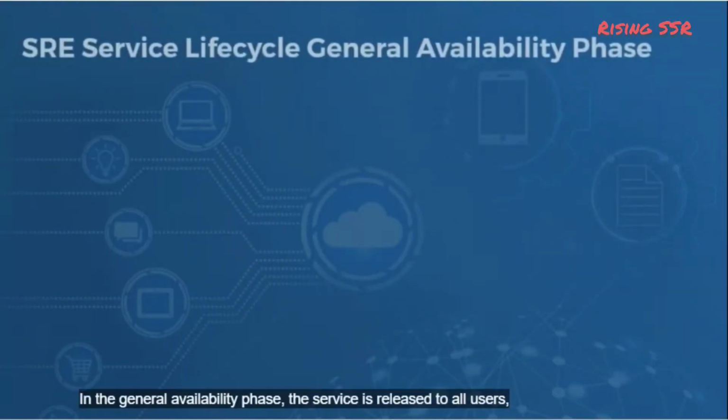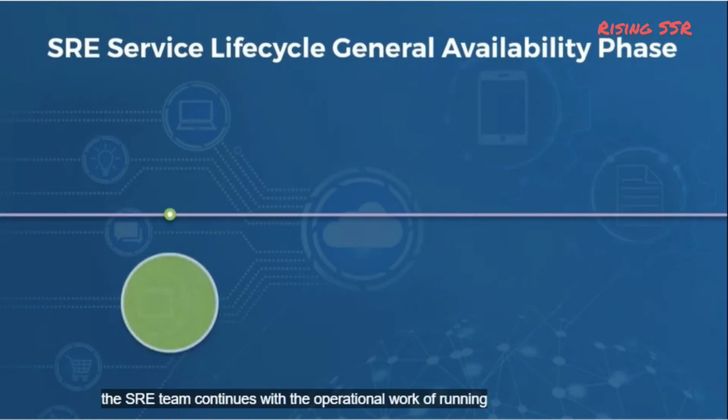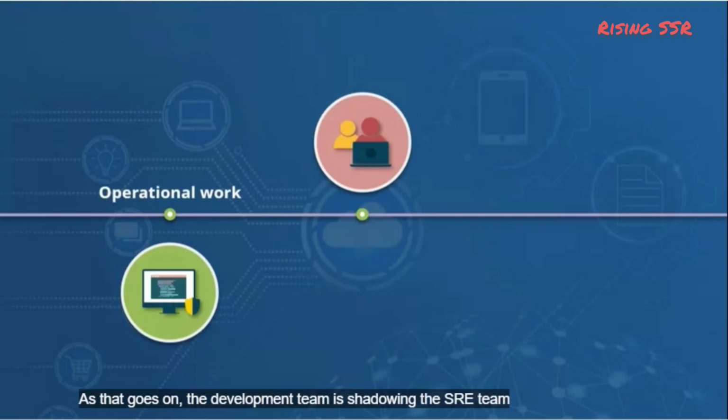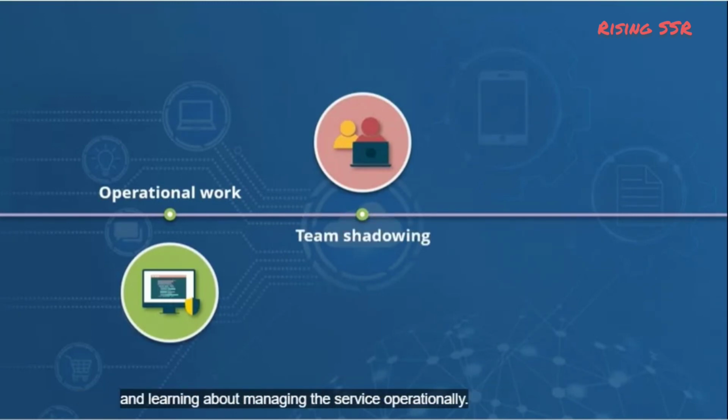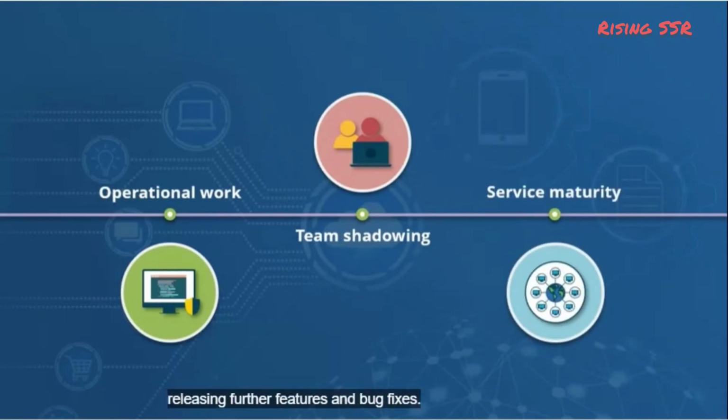In the general availability phase, the service is released to all users. The SRE team continues with the operational work of running and monitoring the service in production. As that goes on, the development team is shadowing the SRE team and learning about managing the service operationally. At the same time, the development team is also maturing the service by releasing further features and bug fixes.